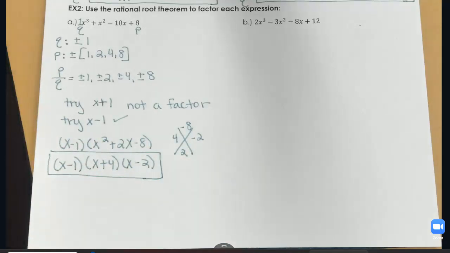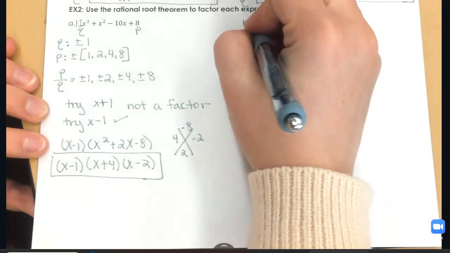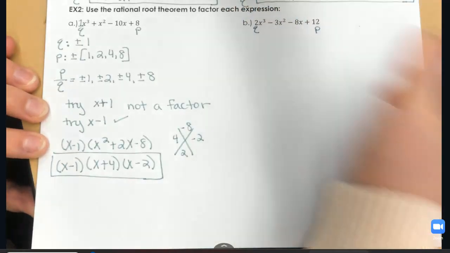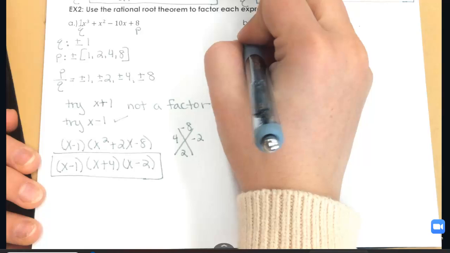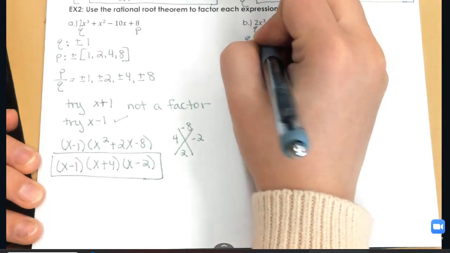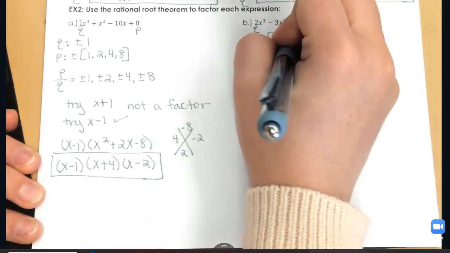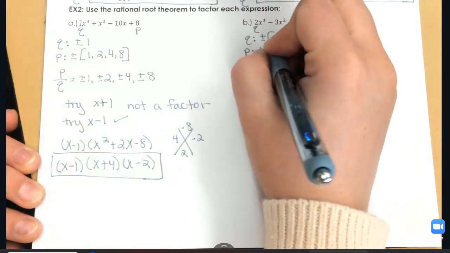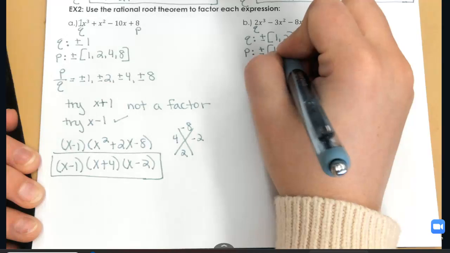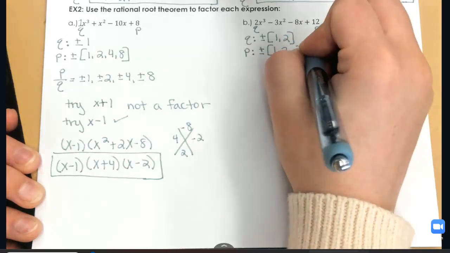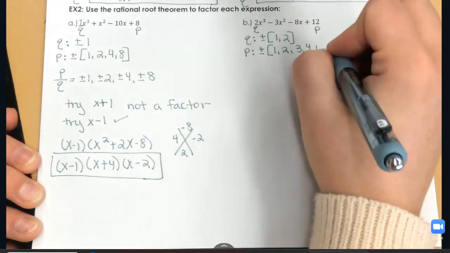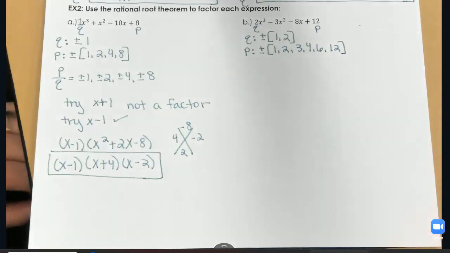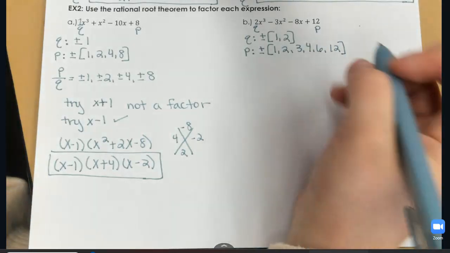Okay, so let's do that again for practice. We're going to look at b now. My q value is 2 this time, and p is 12. So all the possible factors of q, again, all plus or minus, is just going to be 1 and 2. For p, however, we're going to have a few more. Again, all plus or minus, we're going to have 1, 2, 3, 4, 6, and 12. So a lot more possible quotients here.